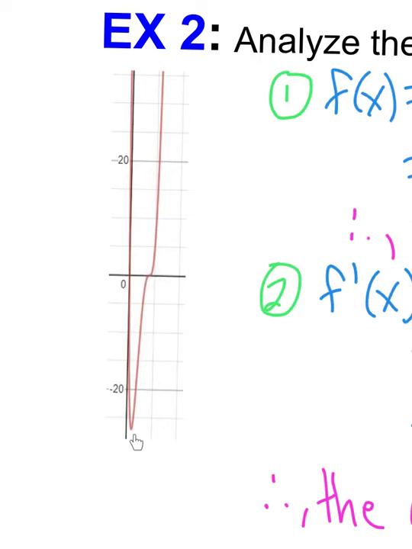Then we have a relative min all the way down here at 1, negative 27. And then from 1 to 2, we are increasing, and that's concave upward because it's opening up. And then we reach this point at 2, negative 16. So right here at 2, negative 16, somewhere around here, the graph changes from concave upward to concave downward.